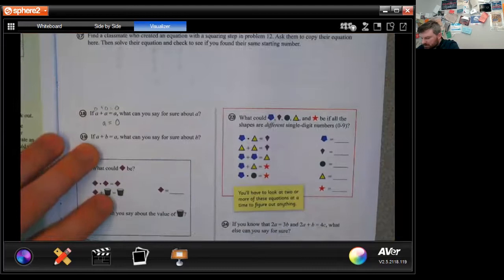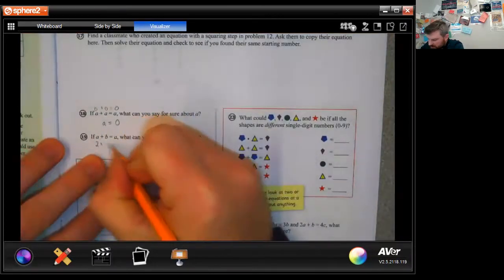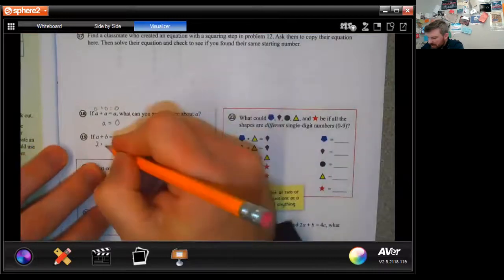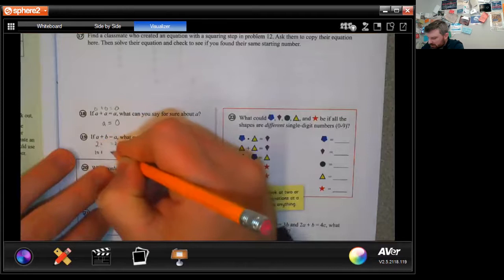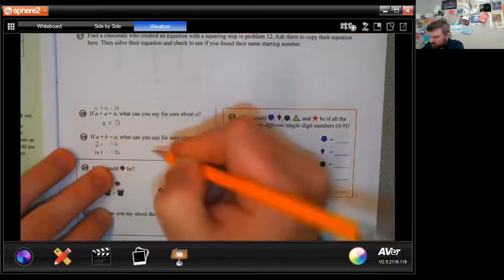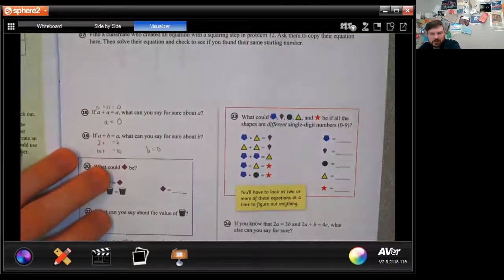If A plus B equals A, what can you say for sure about B? Well, let's put a number in for A. If I have 2 plus what number equals 2, that has to be 0. If we try a different number, say 10, 10 plus what equals 10? That's 0. So B must also be 0.